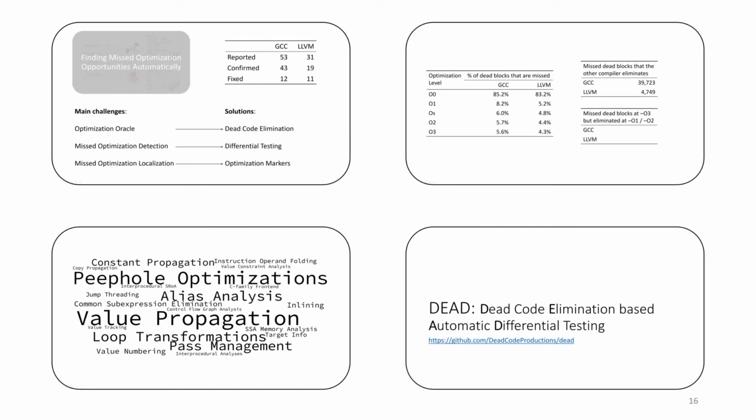In conclusion, we presented a new approach on automatically finding missed optimization opportunities in compilers, and we relied on dead code elimination, differential testing, and optimization markers. In total, we reported around 80 bugs, a quarter of which have already been fixed. We also used our technique to analyze the ability of compilers to optimize code, and we also show that our technique can find missed optimizations and performance bugs in a variety of compilers' components. And finally, we have implemented this approach in DEAD, which is available on GitHub.